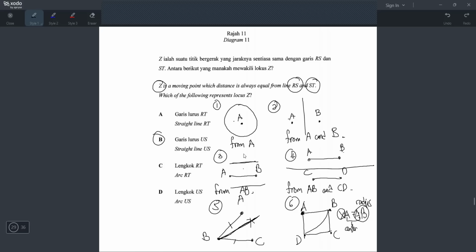Let's go through one more time. When we do locus question, don't need to read everything in front. Just tengok dia kata from siapa. If dia kata from A, means from satu point, satu, just draw a circle.